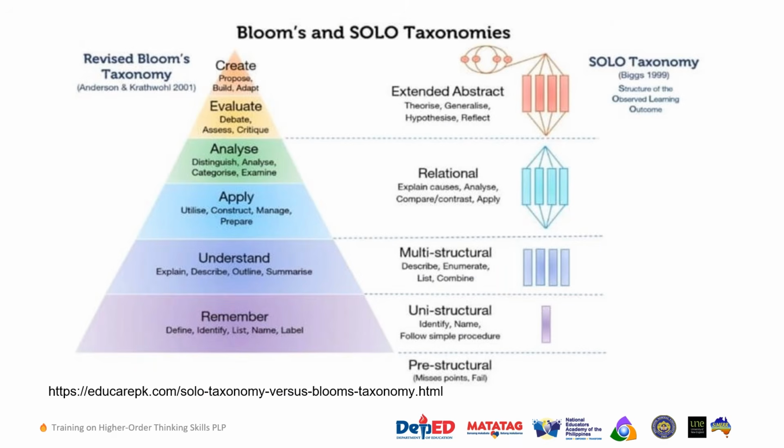So we're looking at the comparison again between Bloom's and the SOLO taxonomy. Pre-structural is below remembering. Unistructural is the same level as remember. Multistructural is the same level as understand. Relational is on the same level as apply and analyze. And extended abstract is the same level as evaluate and create.